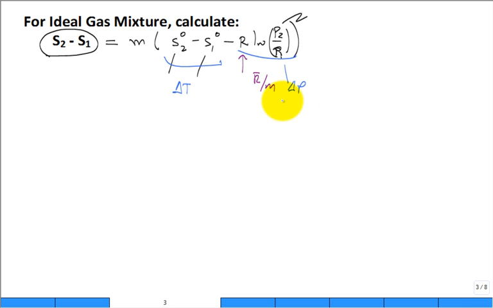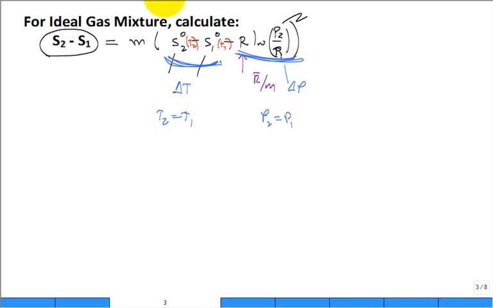So, do this. What is this term if P2 is equal to P1? Natural log of 1 over 1? 0. Right. And then what is this term if T2 equals T1? 0, because these are only a function of T. You would sometimes put T2 and sometimes put T1, but that s naught is only a function of temperature. You can look it up as a function of temperature in the tables.